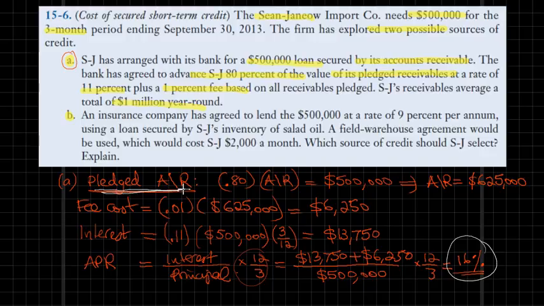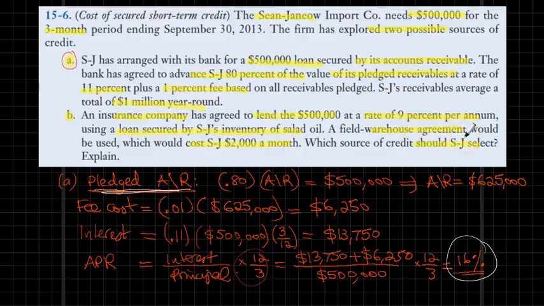Now let's also calculate the rate under the second method, part B, and then let's figure out which one is cheaper for our company. Now for part B, let's highlight again some key facts. There's an insurance company which agrees to lend $500,000 to our company at a 9% annual loan, but this time the loan will be secured by an inventory of our salad oil production. So a warehouse agreement that will cost our company $2,000 additionally will also have to be signed.